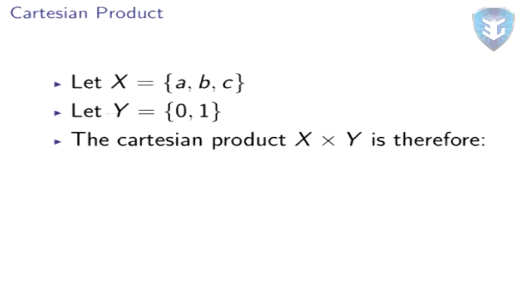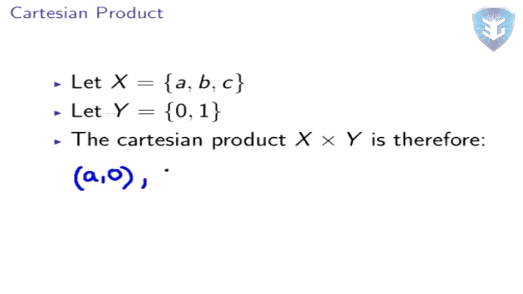So let's look at an example. We have set X, {a, b, c}, and set Y, {0, 1}. So all of the ordered pairs. So the first ordered pair we're going to pick out is (a, 0).